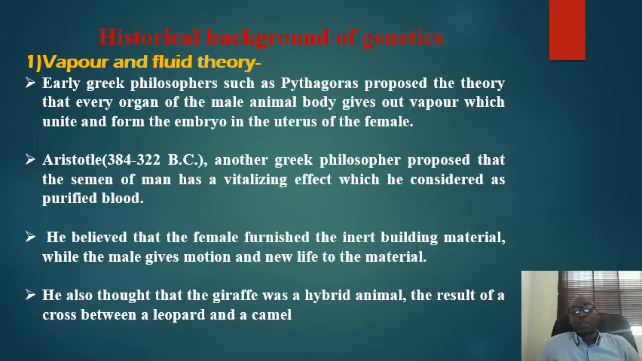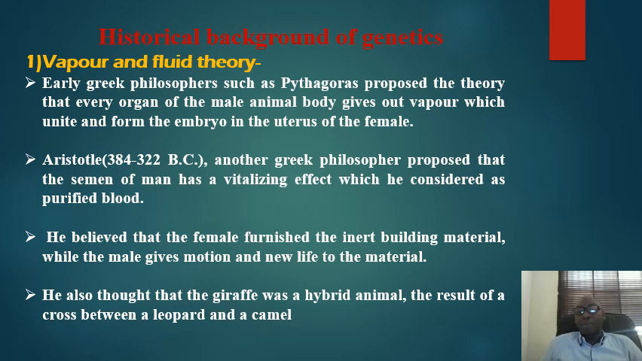Aristotle, another Greek philosopher, proposed that the semen of man has a vitalizing effect which he considered purified blood. Of course, he had a point here. The semen has life, but definitely it's not purified blood. He believed that the female furnished the inert building material, while the male gives motion and new life to the material.